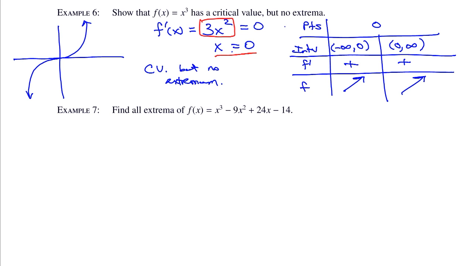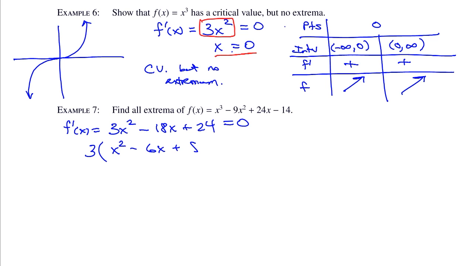In example 7, find the extrema of f of x is equal to x cubed minus 9x squared plus 24x minus 14. So we need to take the derivative. It's going to be 3x squared minus 18x plus 24. To find the extrema, we need the critical values. This is polynomial, so it doesn't have any critical values from being undefined. So we will set it equal to 0. Factor out the 3. And we get x squared minus 6x plus 8.